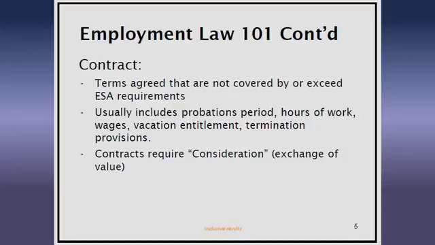Otherwise, arguably, the contract could be deemed null and void and unenforceable. It usually includes a probationary period. So under the ESA, the typical probationary period is 3 months. You can add to the probationary period, and you would do so in the agreement. Hours of work, so how many hours of work per week and when is that work taking place? Obviously wages, vacation entitlement. So with vacation, you could either give vacation time or you can pay vacation pay, and termination provisions, which is very important, and I'll speak about that in a few minutes.